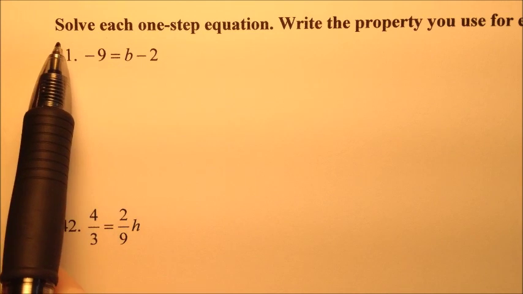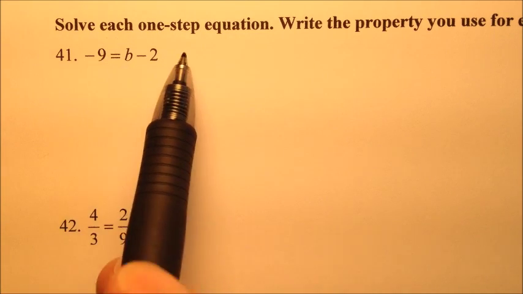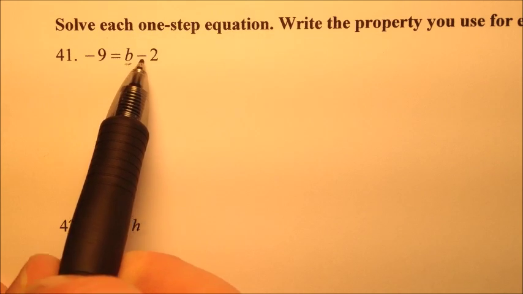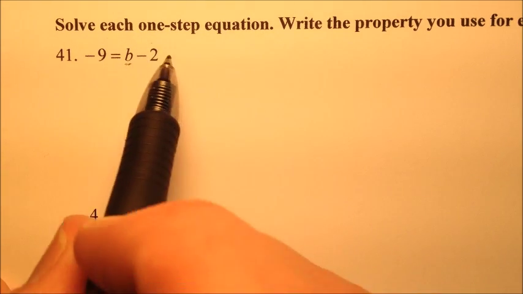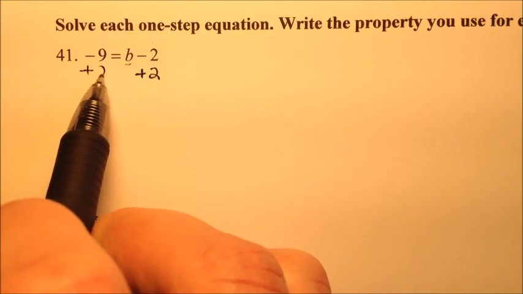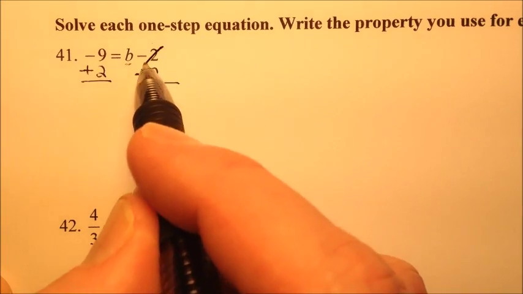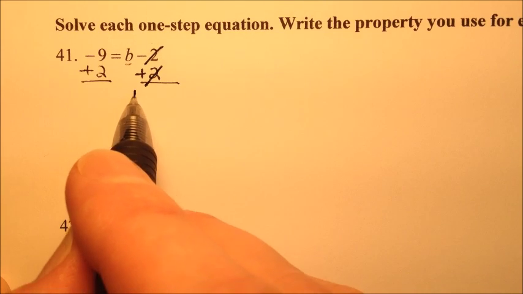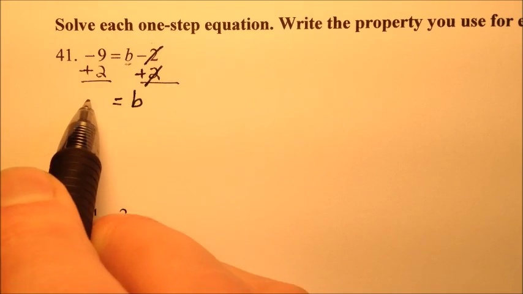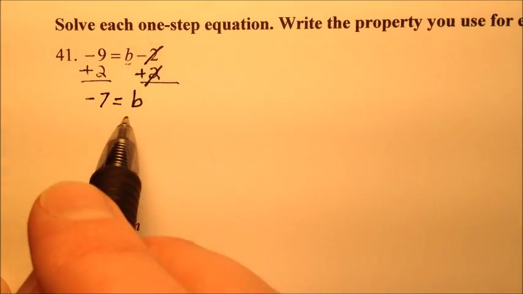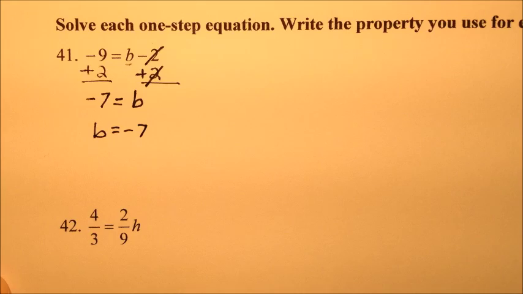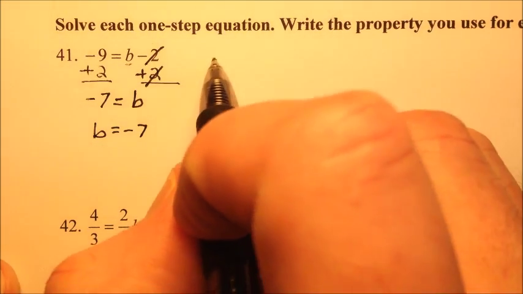So again, the goal of solving equations is to isolate the variable. So this variable b right here, we need to get all by itself. So right now we have this +2 over here with it, so we're going to do the opposite and subtract 2 from both sides, thus canceling those out and leaving b all by itself on the right side. And -9 minus 2 will be -11, and then we can switch those around and say b equals -11. So what were the steps that we used?